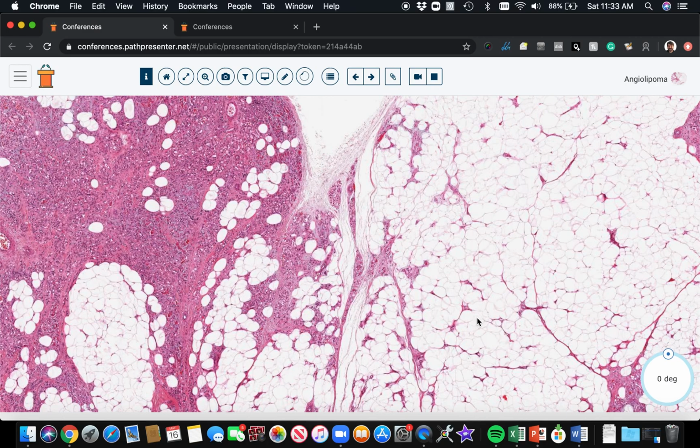forearms of adult women. It doesn't have to be that, but that's the classic scenario. All those things are what you should remember for angiolipoma.